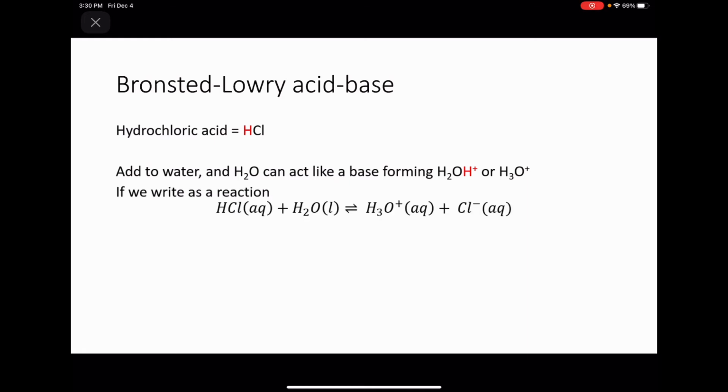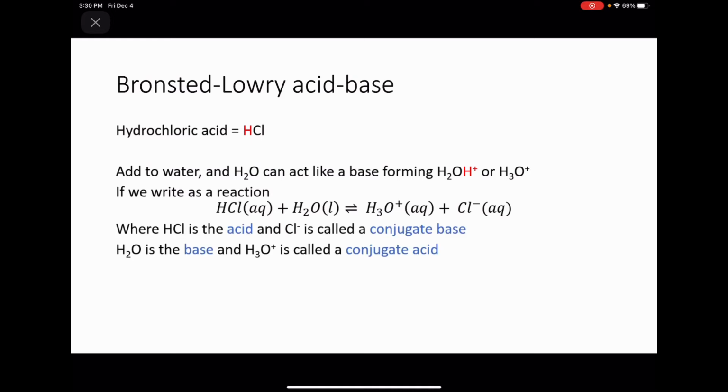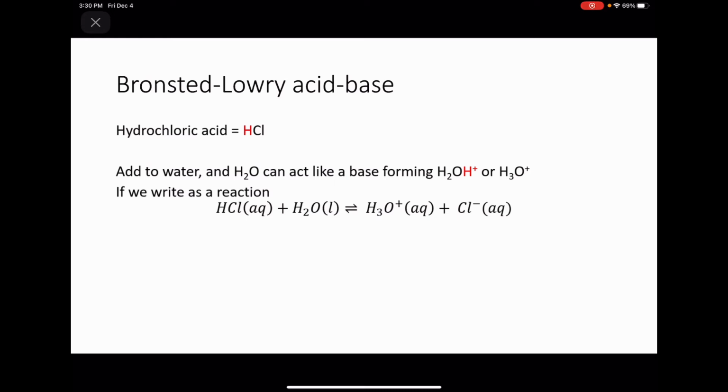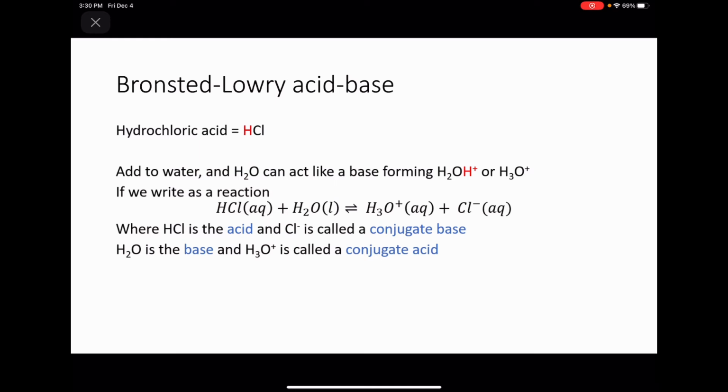So let's write the reaction. We have HCl plus H2O. We have an equilibrium written here, though we haven't decided whether it's an equilibrium or an arrow. We have H3O+, which comes from our water accepting the proton. And then we have Cl-, because after we've donated the proton, we're left with a chloride ion. In this case, HCl is our acid and H2O is our base on the reactant side. On the product side, we're forming Cl-, which is what we call the conjugate base of HCl. After the acid donates its proton, it ends up as the conjugate base.